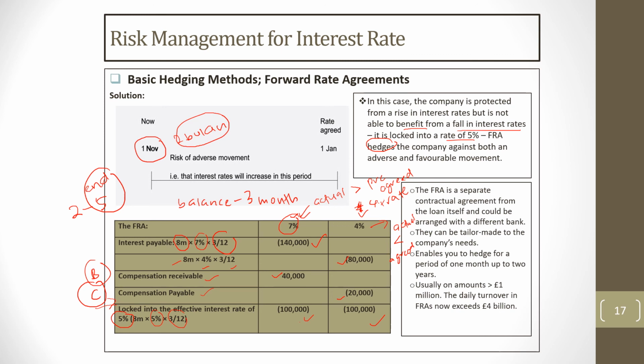So this is how you calculate for the forward rate agreement. And then there is the theory part. The FRA is a separate contractual agreement from the loan itself. It could be arranged with a different bank. It can be tailor-made to the company's needs. It enables you to hedge for a period of 1 month up to 2 years.